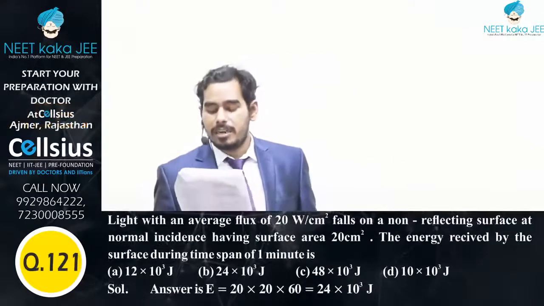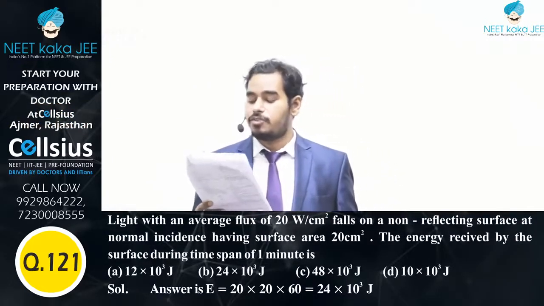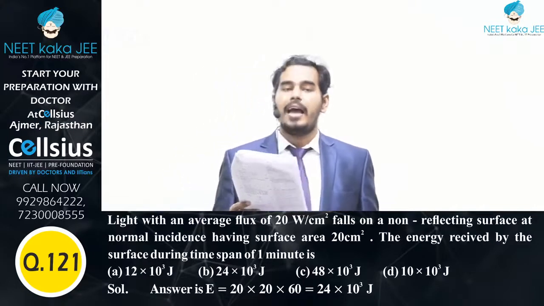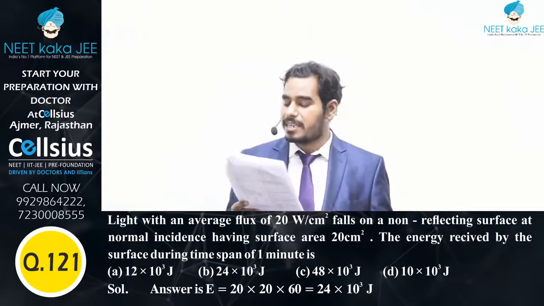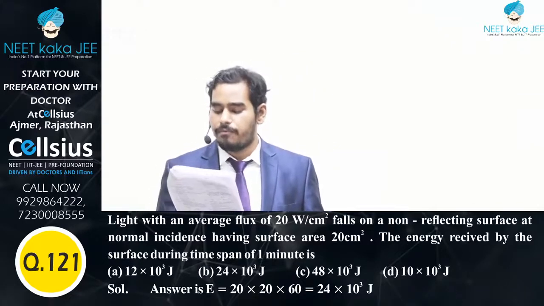Now the next question is: light with an average flux of 20 watt per centimeter square falls on a non-reflecting surface at normal incidence, having a surface area of 20 centimeter square. The energy received by the surface during a span of 1 minute is.